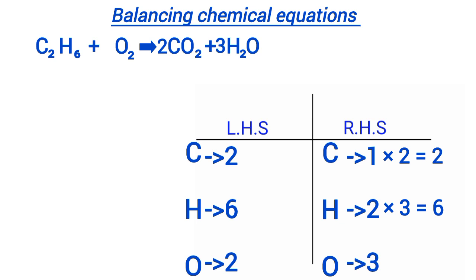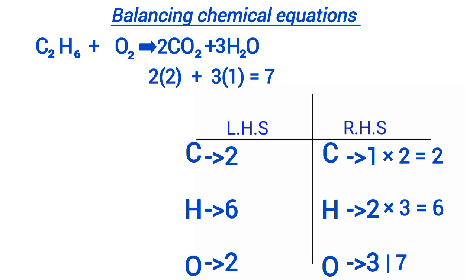Next, we move to oxygen. On the left hand side of the equation, we have 2 oxygen. And on the right hand side of the equation, do we still have 3 oxygen? No, we don't. Here, we have 2 times 2, which is 4 oxygen. And here, we have 3 times 1, which is 3 oxygen. 4 plus 3 is 7. So now, we have a total of 7 oxygens.